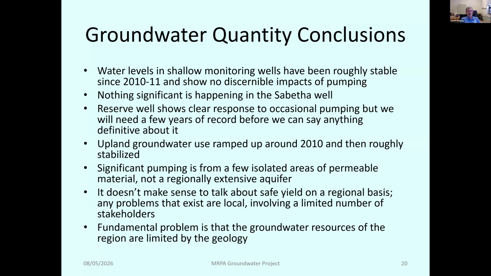The fundamental problem there is that the groundwater resources of the region are limited by the geology. So there's not really a problem that can be managed in terms of human intervention at the regional scale. But that being said, there are significant groundwater quality issues that need to be monitored. And for that discussion, I will turn it over to Don.